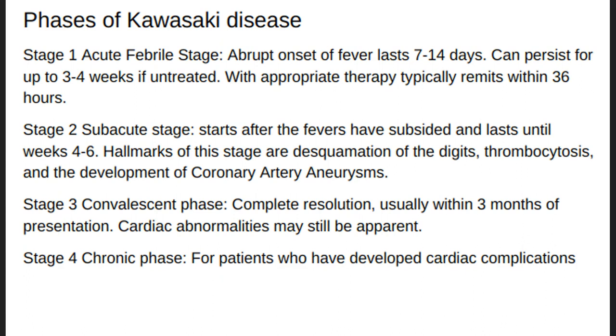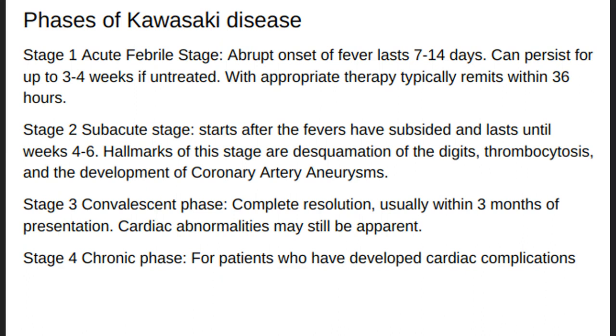The subacute stage starts after the fevers have subsided and lasts until weeks 4 to 6. Hallmarks of this stage are desquamation of the digits, thrombocytosis, and the development of coronary artery aneurysms. At this point, there is the greatest chance of abrupt death. During this time, some people develop arthritis or arthralgia, which both tend to favor the major weight-bearing joints. Anorexia, conjunctival injection, and chronic irritation are other features of the subacute stage. The prognosis is less favorable if the fever lasts longer since there is a higher chance of heart problems.